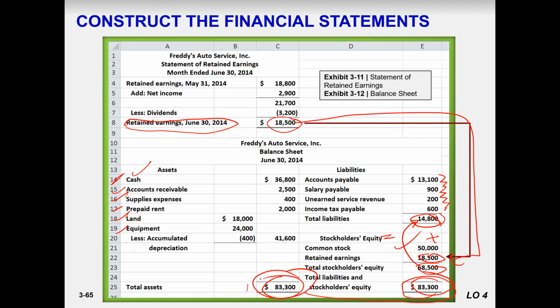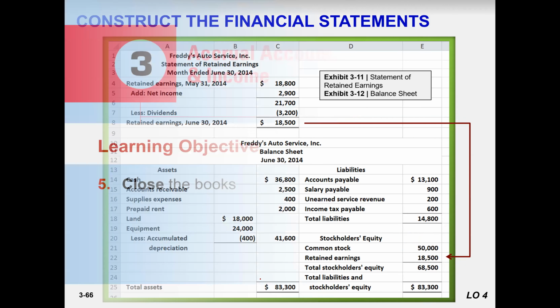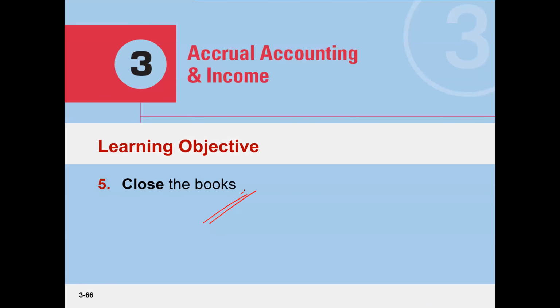From the adjusted trial balance, we make financial statements. And now what do we mean by closing the books, or close the books? So which accounts are going to be closed? Remember, all the income statement accounts must be closed.